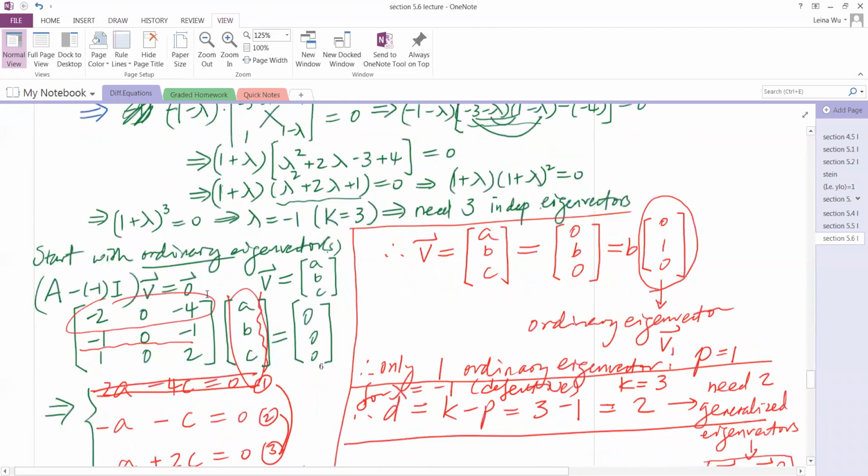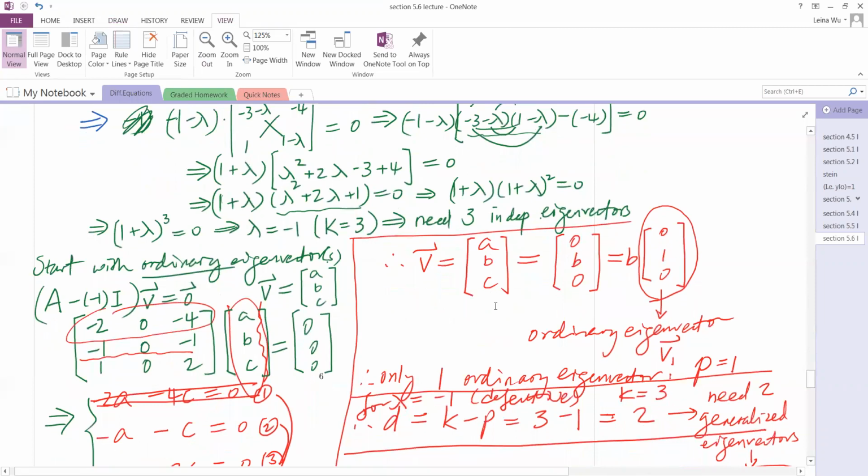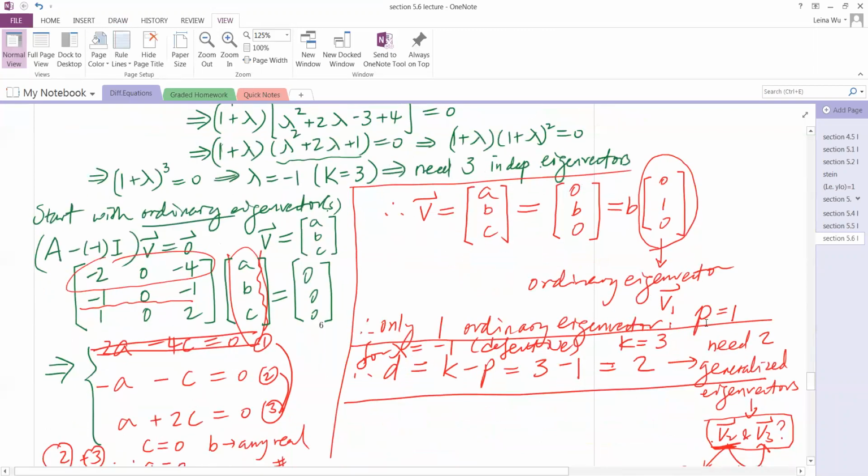In this situation, we figure out V, which is (a, b, c), could be written as (0, b, 0). If I take out the b, I get (0, 1, 0). So the first ordinary eigenvector, well, the only ordinary eigenvector, V1 could just be (0, 1, 0). So that means our P, which is the number of ordinary eigenvectors, would be 1.